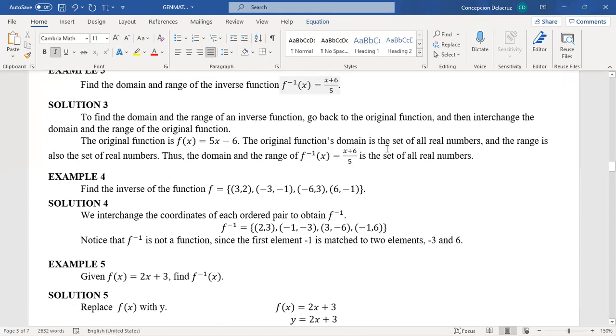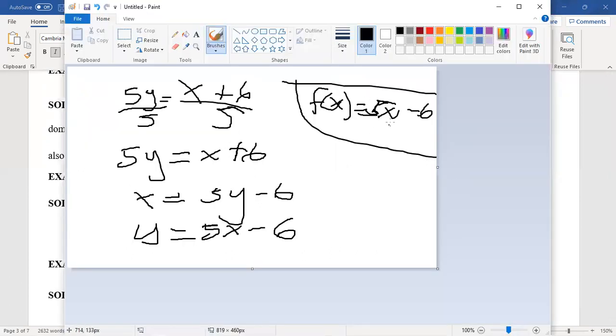So the original function's domain is the set of all real numbers. The range is also the set of real numbers. Thus, the domain and range of f inverse is also the set of all real numbers. Any number we substitute for x, nothing bad happens, we can always solve it.